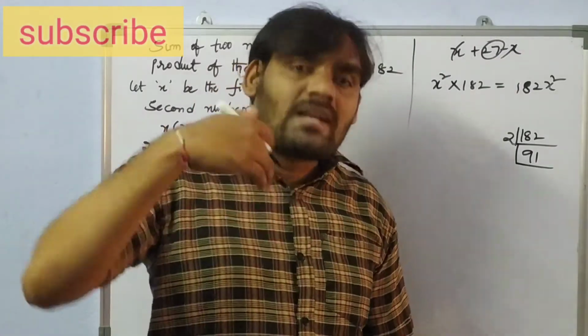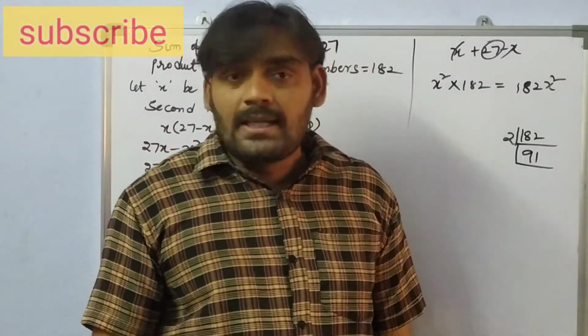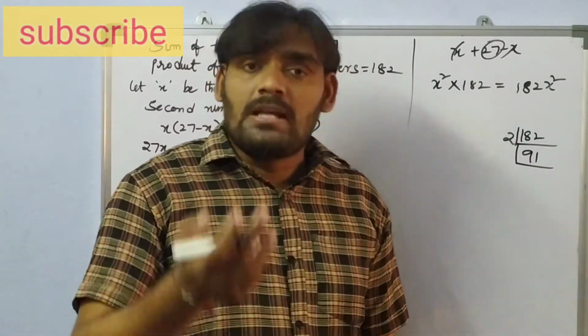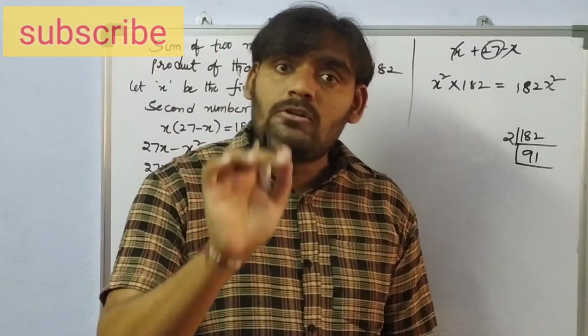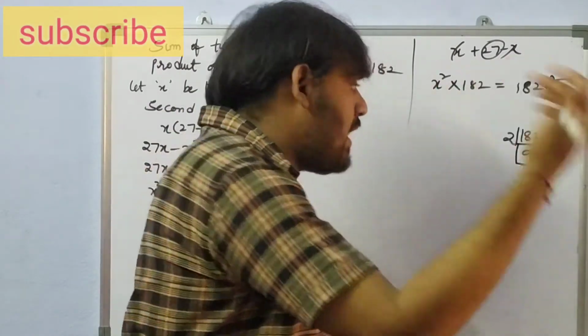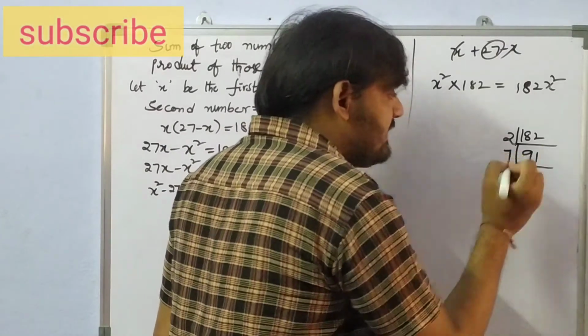Next we have to go for another prime number. What is that? That is 5. Can you divide this number with 5? No, we can't divide. Why we can't divide? If a number is divisible by 5, then its unit digit we must get 0 or 5. There is no 0 and 5 in this. Next we have to go for another prime number, that is 7.